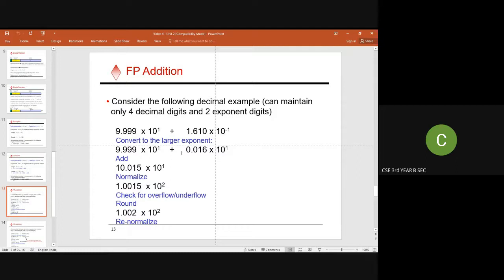After making both exponent values the same, we can add the decimal numbers. So 9.999 plus 0.016, both values get added and the result is 10.015, with one common exponent of 10 to the power of 1. Then we have to do the normalization by shifting the decimal point to the most significant 1, giving 1.0015 times 10 to the power of 2. So this is the method for floating point addition.